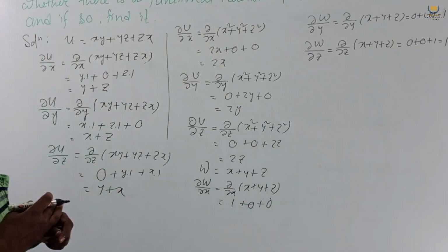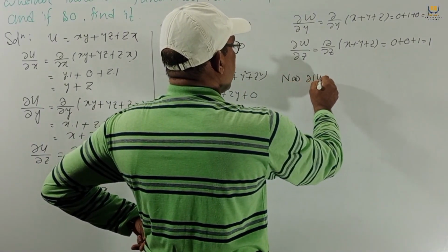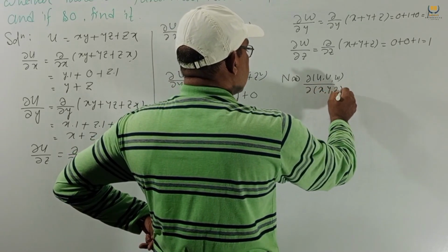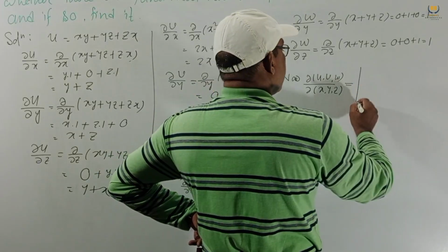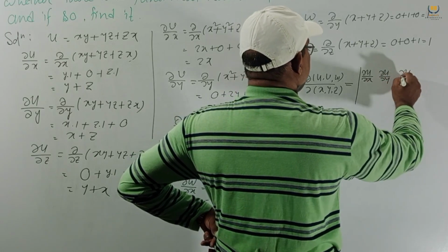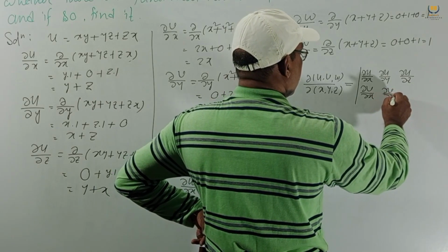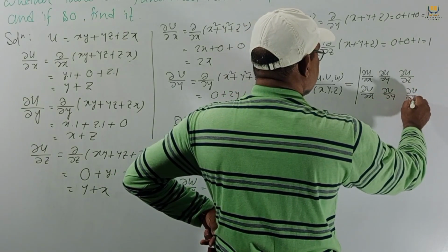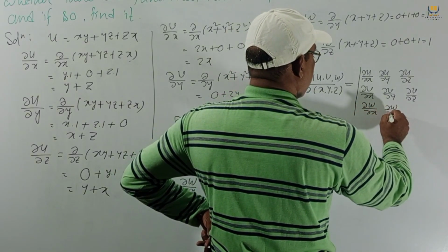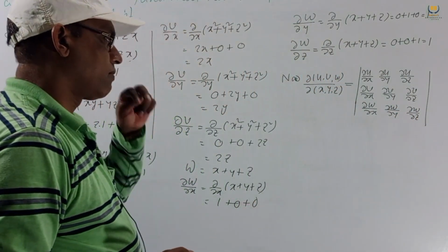Now our requirement is the Jacobian of u, v, w, that is del(u, v, w) by del(x, y, z). By definition we can write the determinant with rows: del u del x, del u del y, del u del z; del v del x, del v del y, del v del z; and del w del x, del w del y, del w del z. This is the definition of the Jacobian.